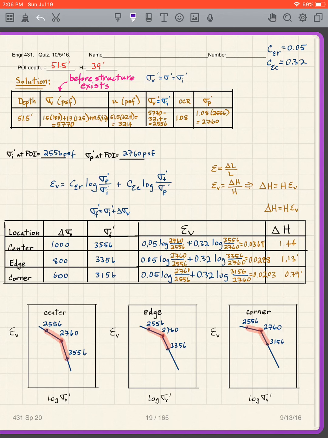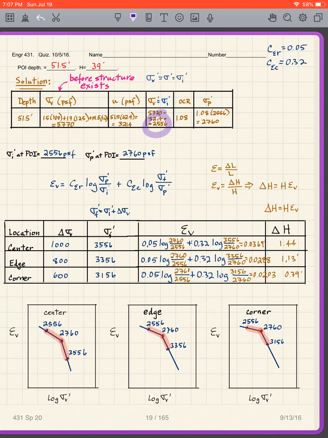And then sigma v minus u gives me sigma v prime. That gives me my sigma prime I, right there. To get my sigma prime p, I'm going to use the OCR times the sigma prime I. That gives me my sigma prime p. I get 2760. And now my goal is to get my sigma prime f for center, edge, and corner. Again, here's my sigma prime I is 2556. Sigma prime p is 2760.